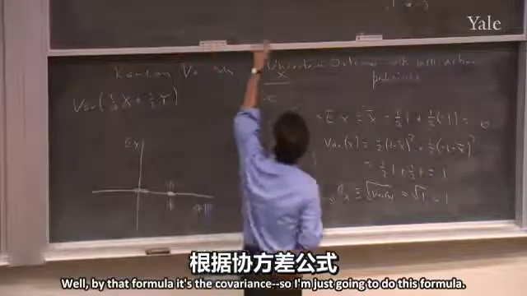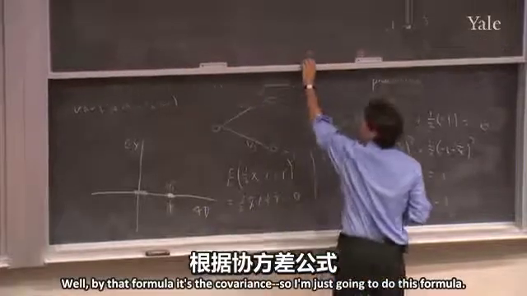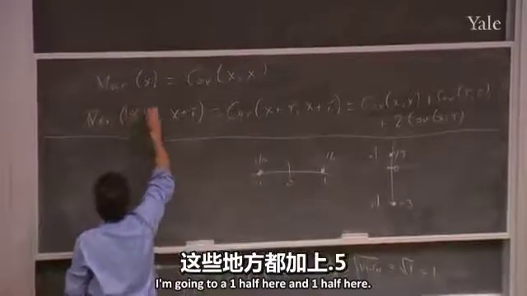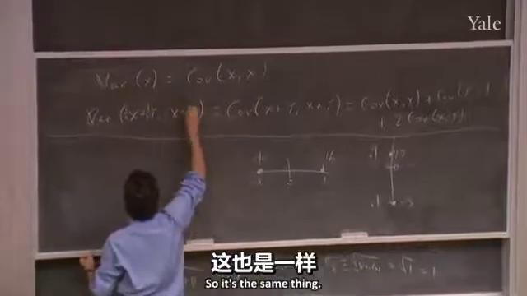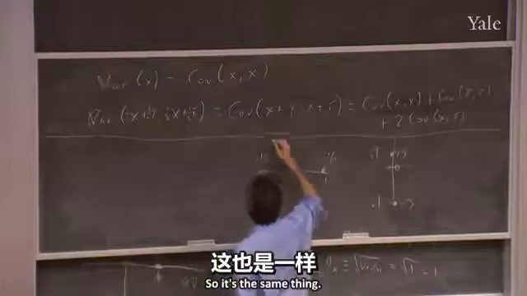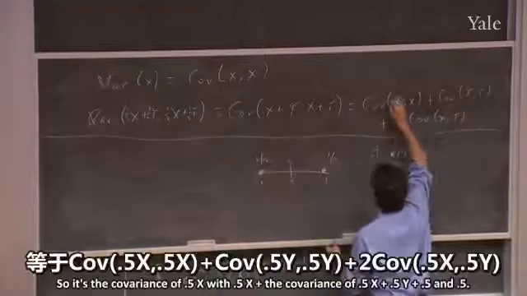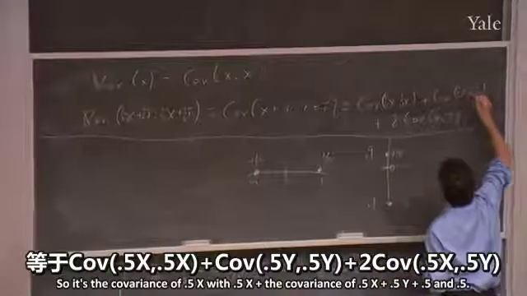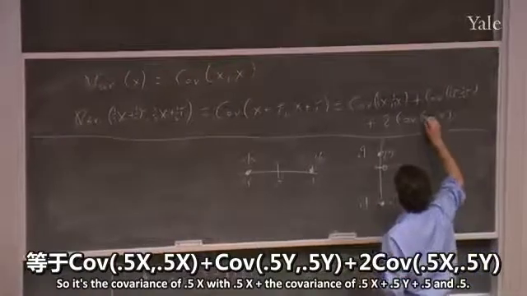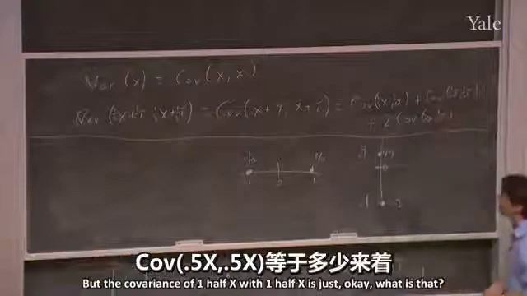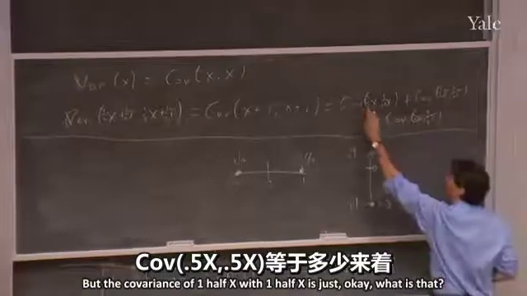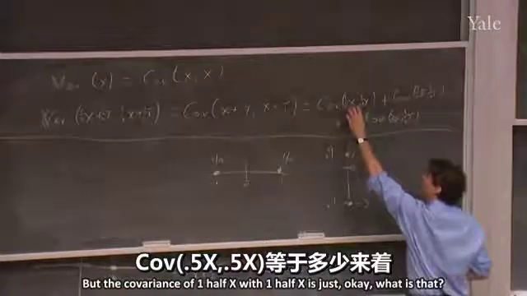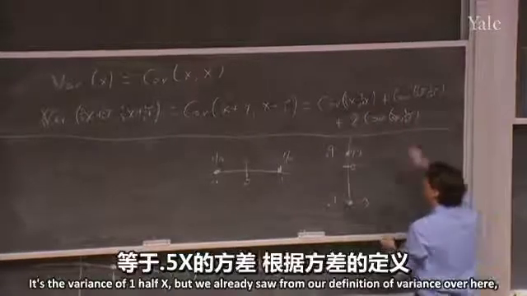Okay, well, by that formula, it's the covariance, so I'm just going to do this formula. I'm going to do a half here and a half here. So it's the same thing. It's the covariance of a half x with a half x plus the covariance of a half x with a half y, and so on. But the covariance of a half x with a half x is just, what is that? It's the variance of a half x.